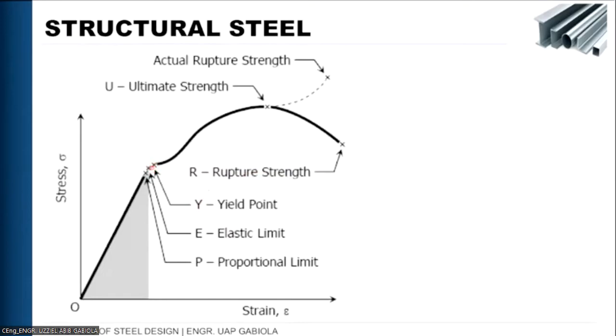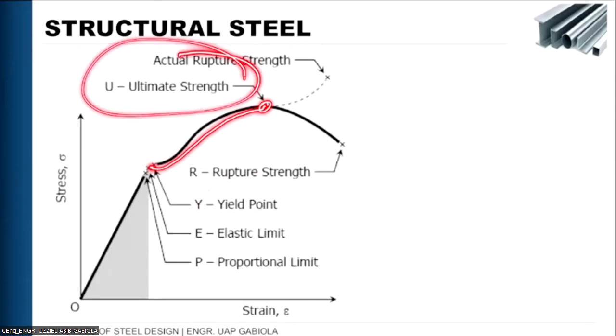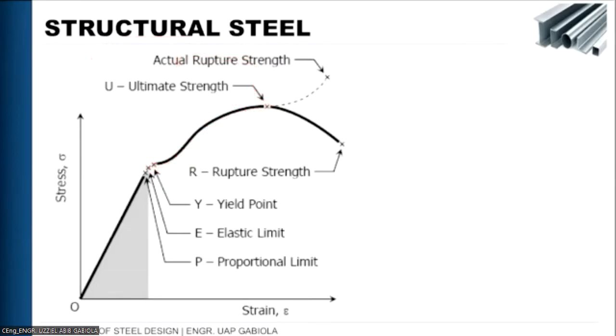As the strain hardens, the stress will increase up to a point na tinatawag nating ultimate strength, wherein this is the highest stress that the material can carry. Okay, then eventually it will fail, or necking will appear, then eventually it will collapse, or it will snap into two objects.